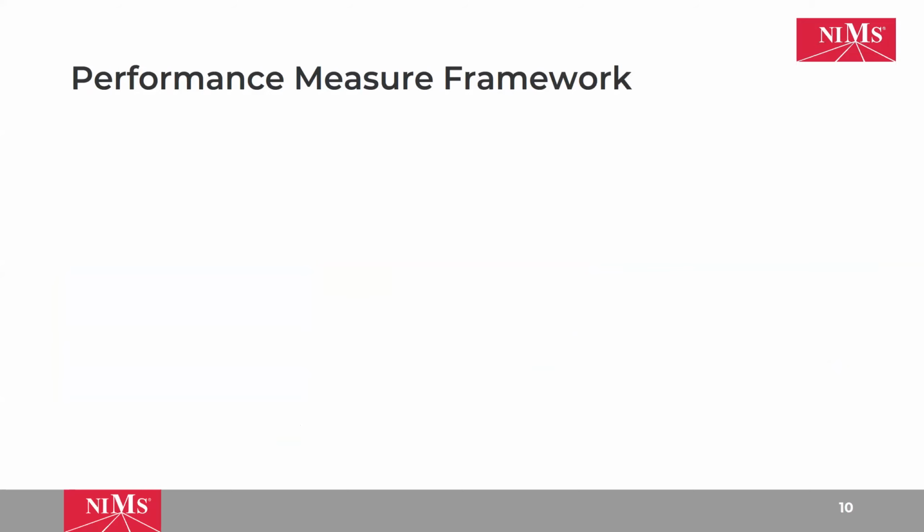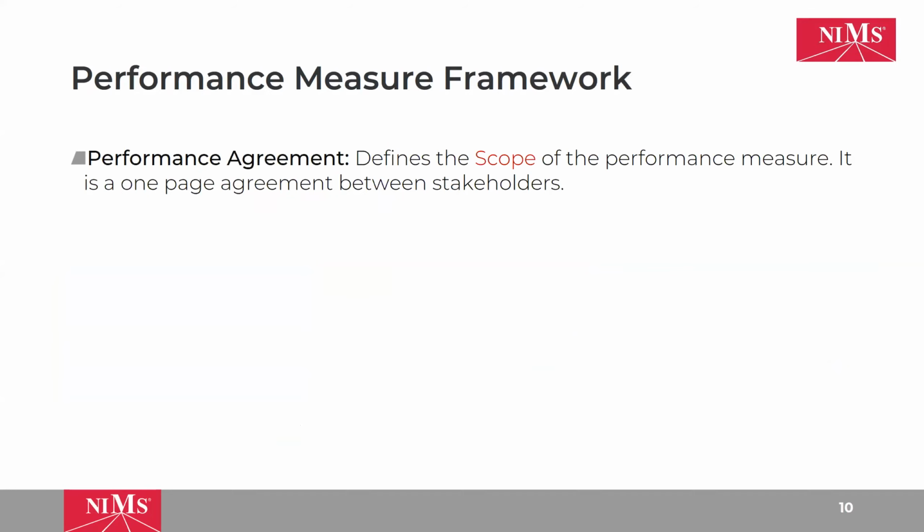Okay, so let's look into the framework of a performance measure. So a performance agreement defines the scope of the performance measure. It is a one-page agreement between stakeholders. Now, the stakeholders are considered the trainee, the trainer, and the organization representing both. So it defines the scope of the performance. Now, when we say trainee, trainer, and organization, it's because in this system, all are considered performers. So you're not just looking at the trainee as the performer, but even the trainers and the organization are recognized as the performers.